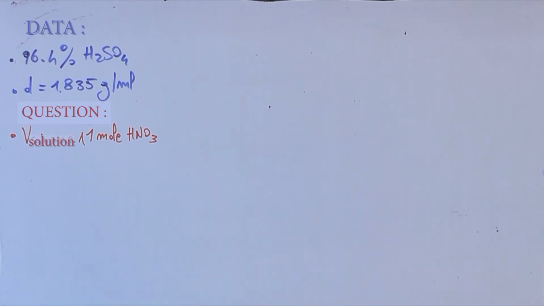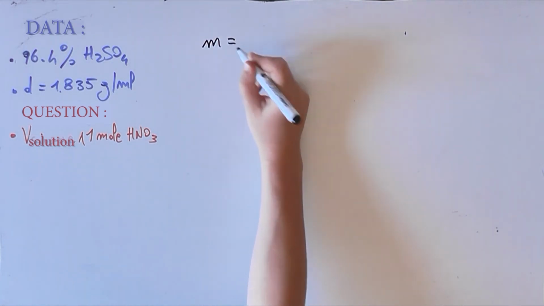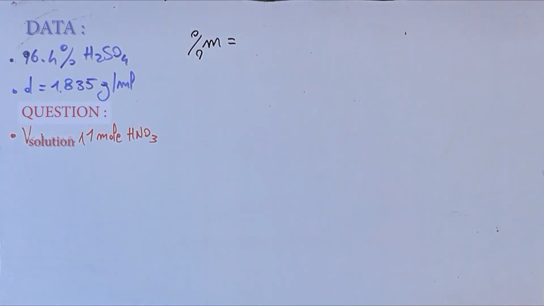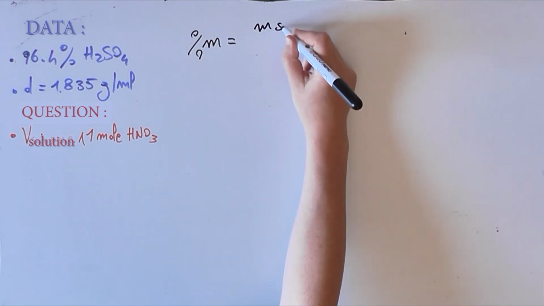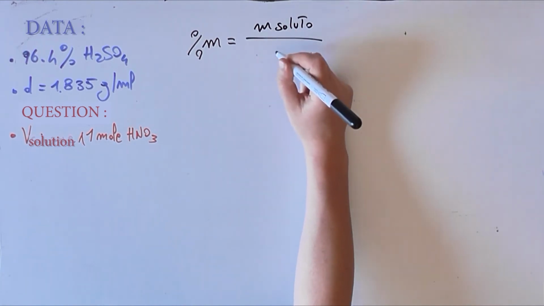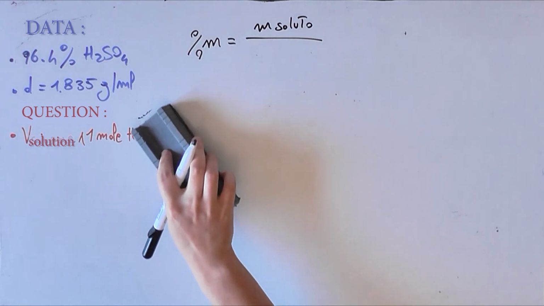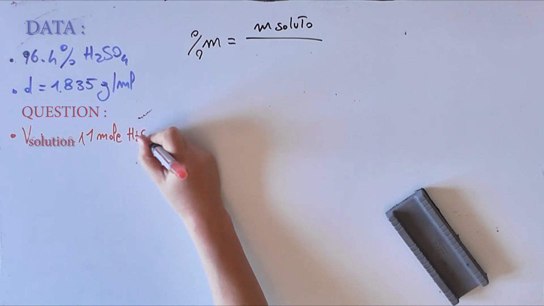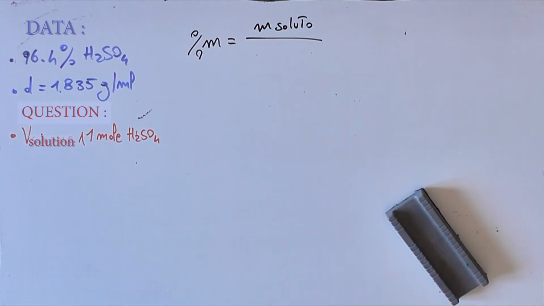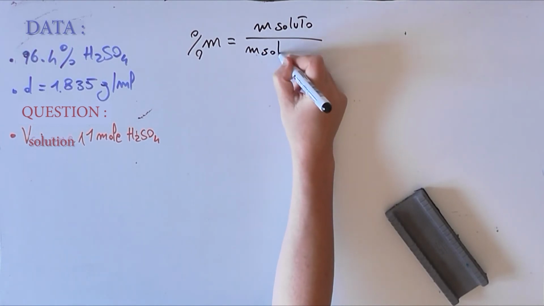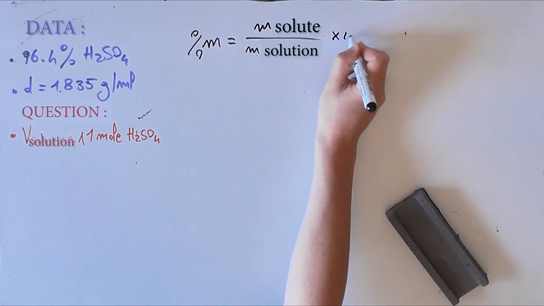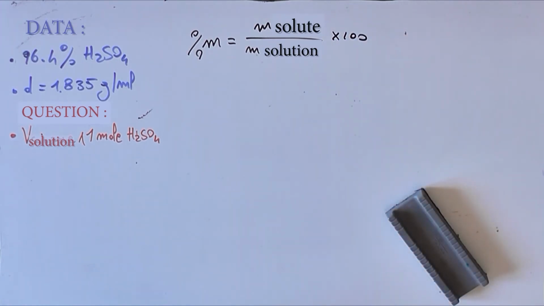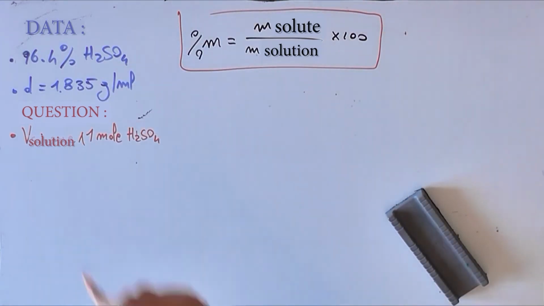So let's start from what we know, and what we know is the formula of percentage by mass. So percentage by mass equals mass of solute, as we have written many times. Here I made a mistake, it is sulfuric acid, not nitric acid, but it's not changing our problem. So divided by mass of solution times 100. I'm very bored to write this formula. I think I will also have a nightmare about that tonight.